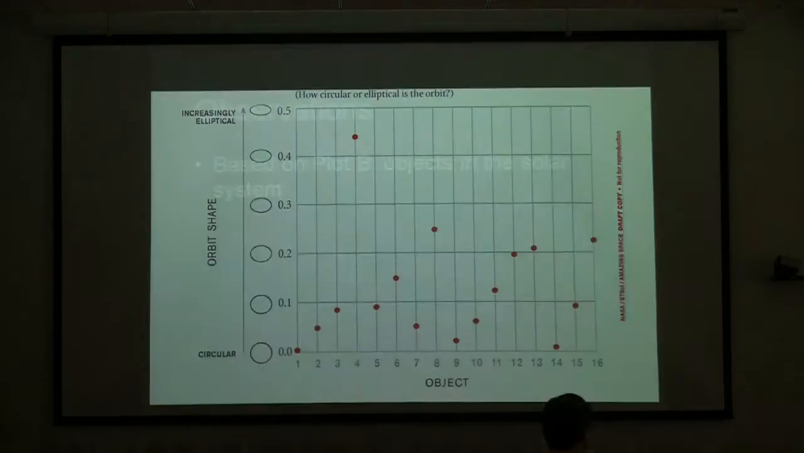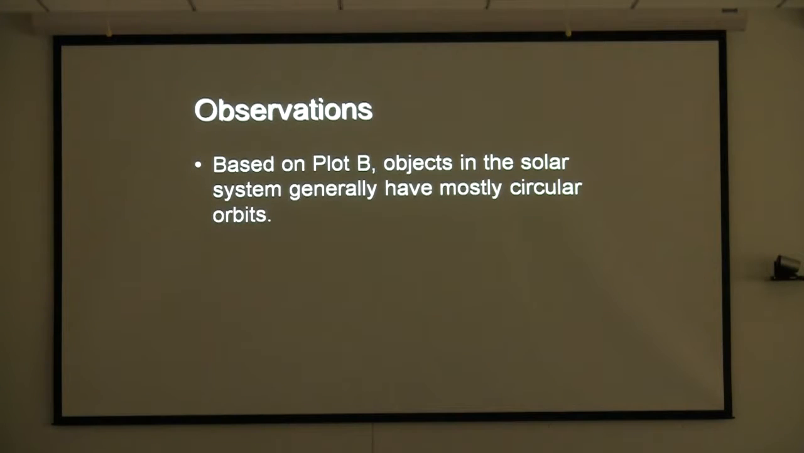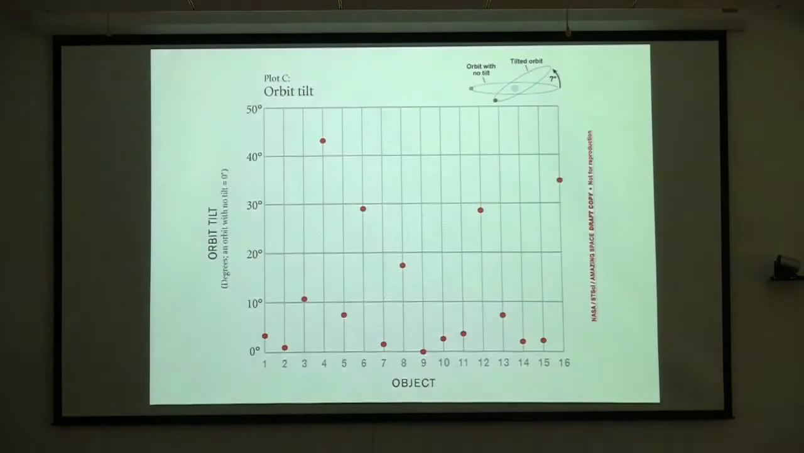Okay, let's make a conclusion. Based on plot B, objects in the solar system typically have a more circular orbit than elliptical orbit. As I put it in my slide, they generally have mostly circular orbits. 2 plots, 2 conclusions about the solar system. Kind of cool, right? Plot C, please.